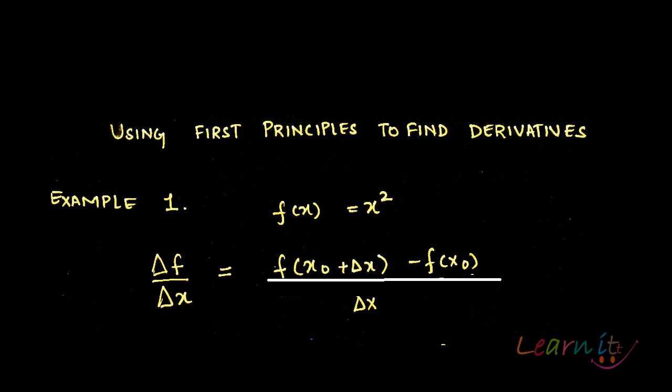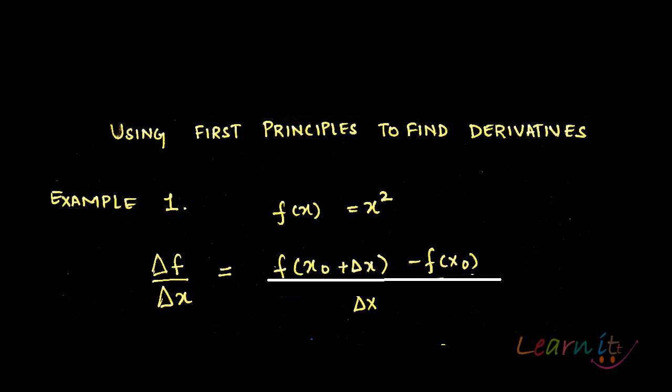In this video, we will be looking at how to find derivatives using first principles. Previously we derived the first principles formula for finding derivatives. Now let us take an example of a function f(x) which equals x square.